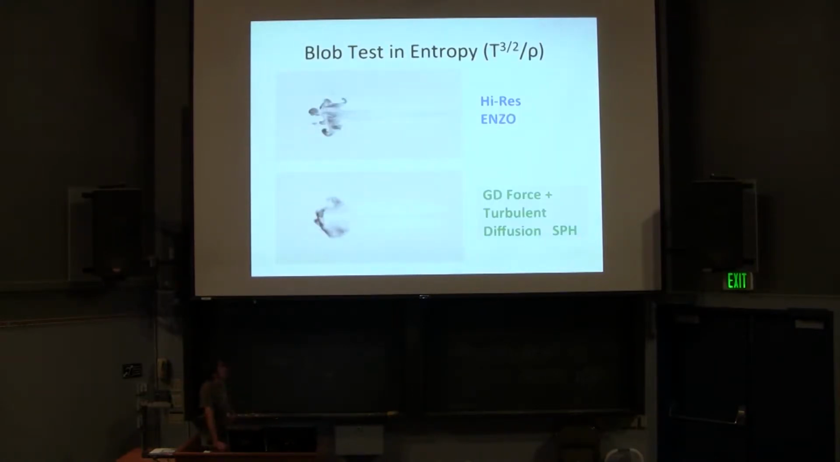So if I put that in, I can get a nice blob test where I get smooth mixing of my entropy and any other tracer like metals and so on. So this is also important for galaxy formation, that you have this mixing in to redistribute your metals in a correct way and get a good answer.